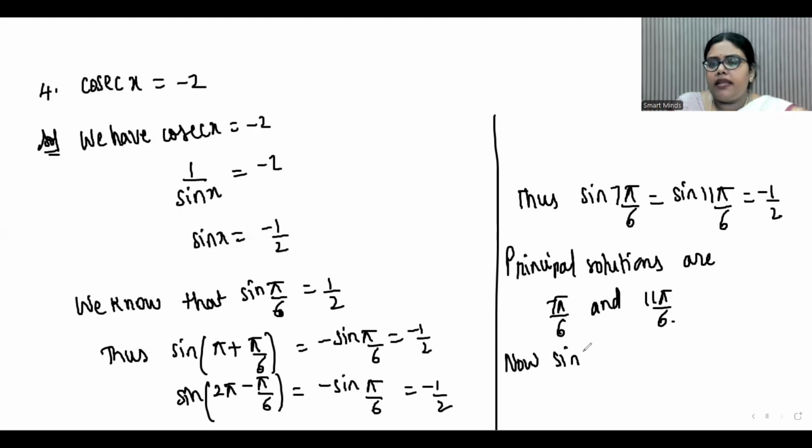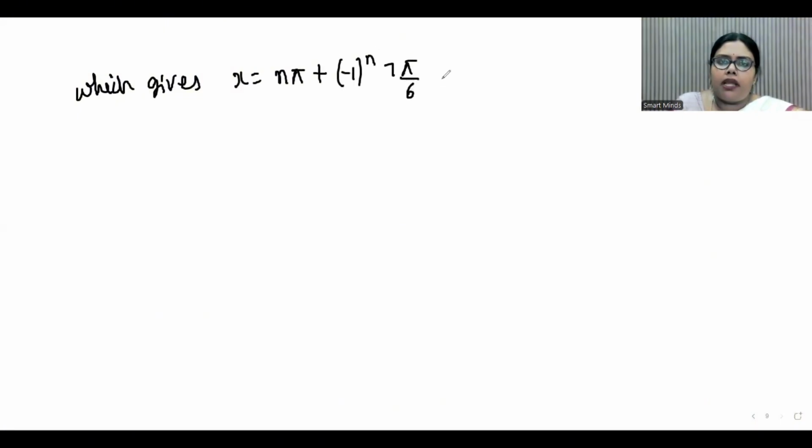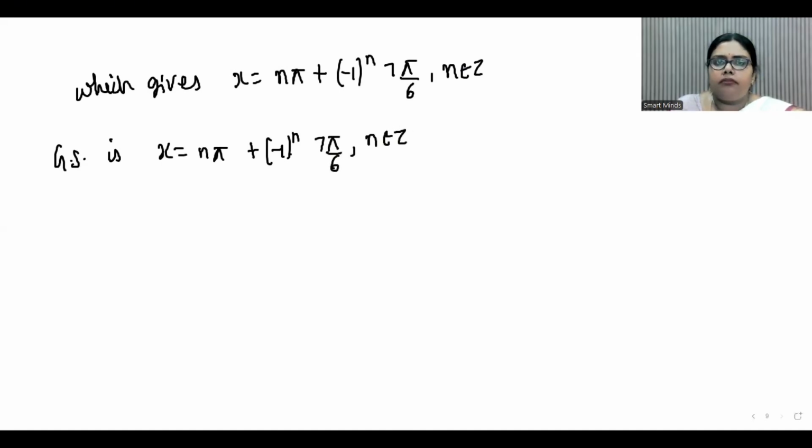Now, sin x is minus 1 by 2. So, sin x is equal to sin 7 pi by 6. So, what is the general solution when sin x is equal to sin theta? The general solution we get is x equals n pi plus minus 1 whole power n times 7 pi by 6, where n belongs to Z.